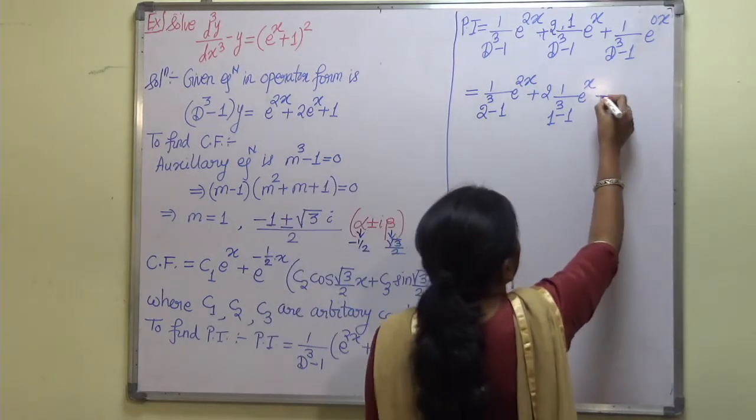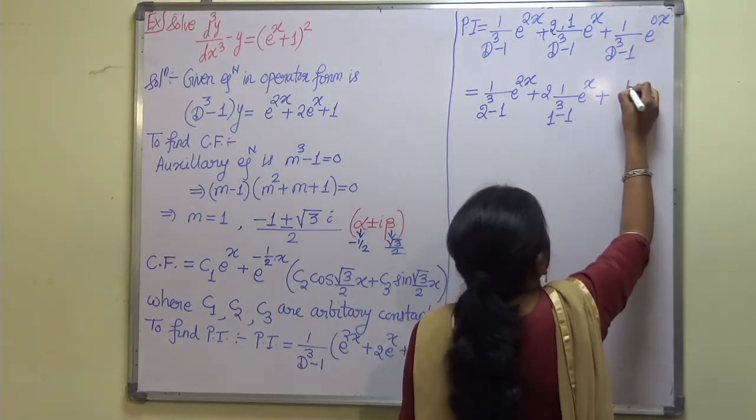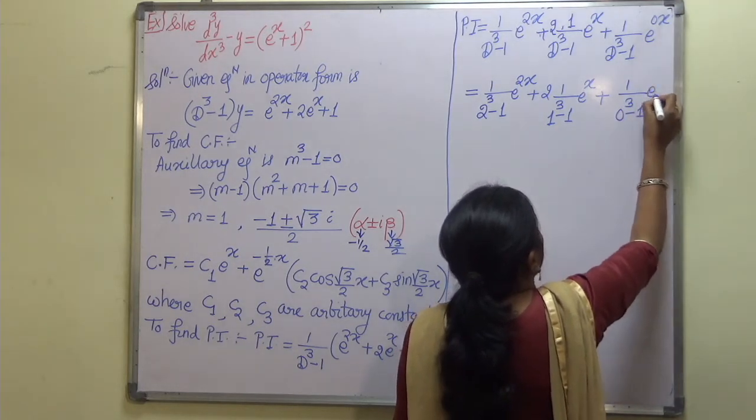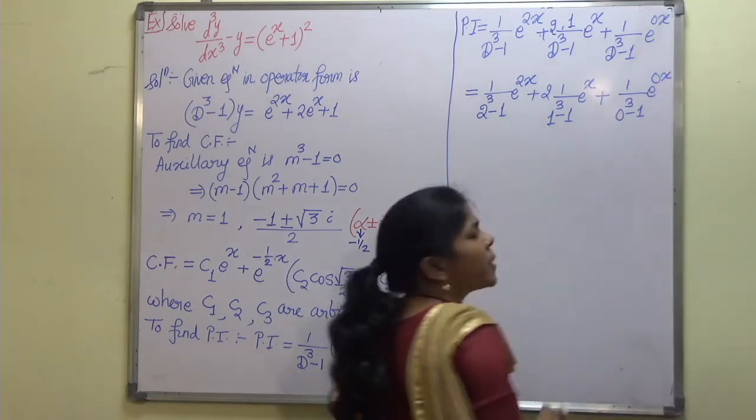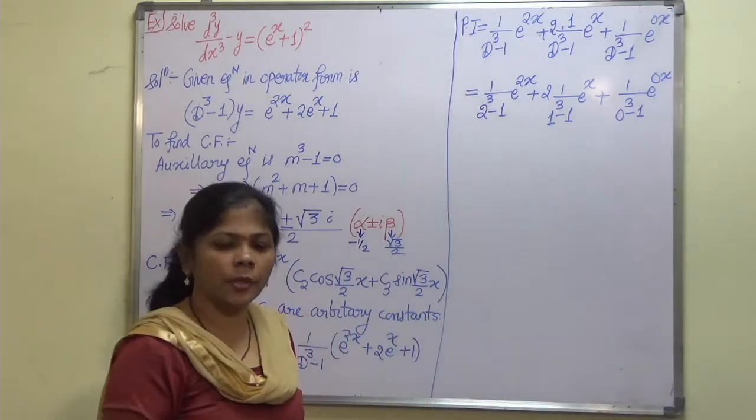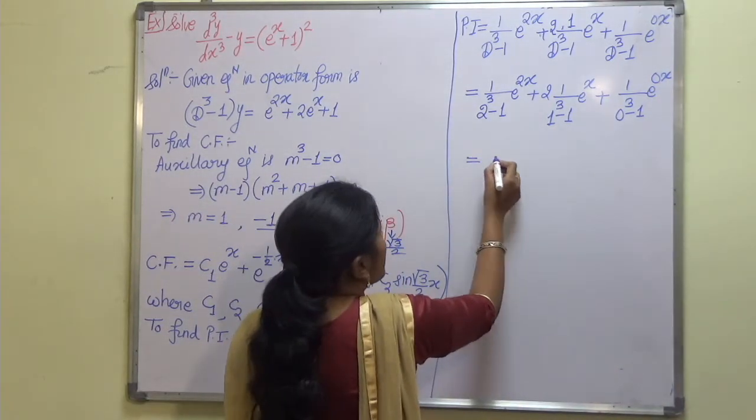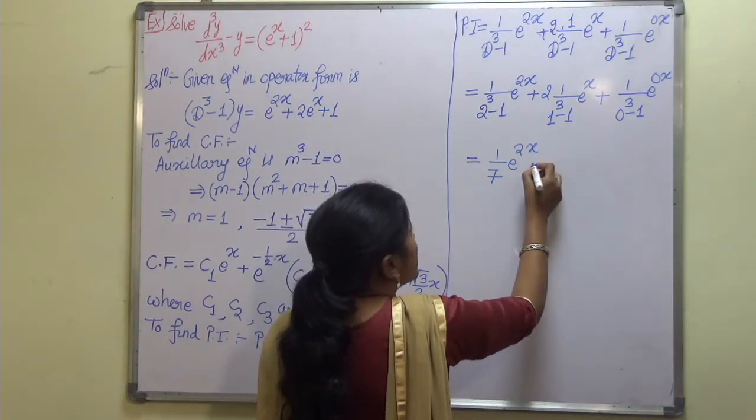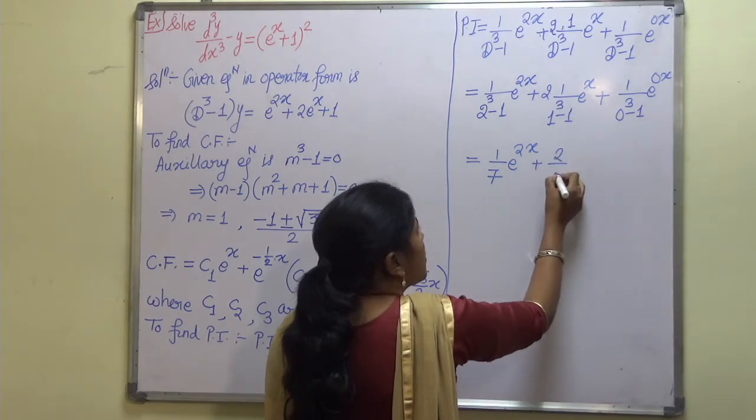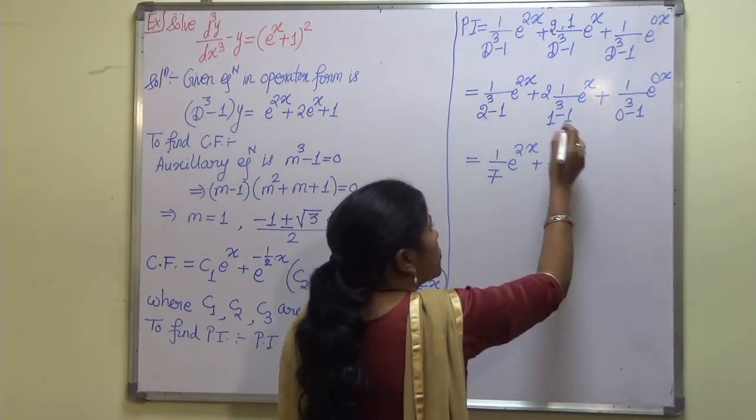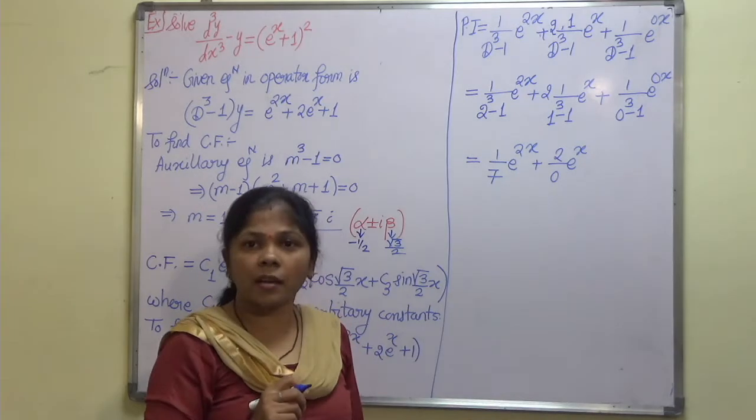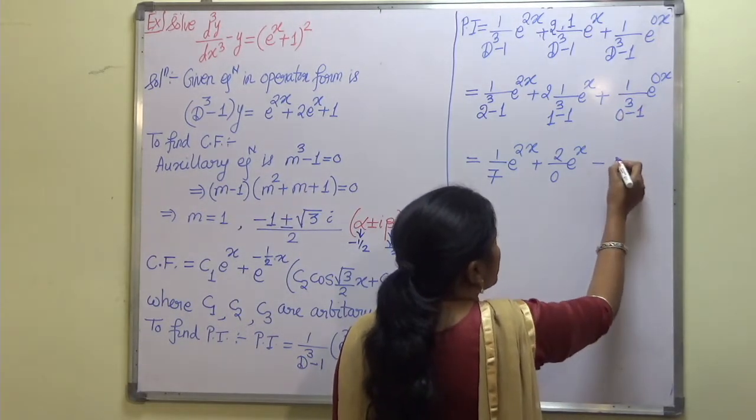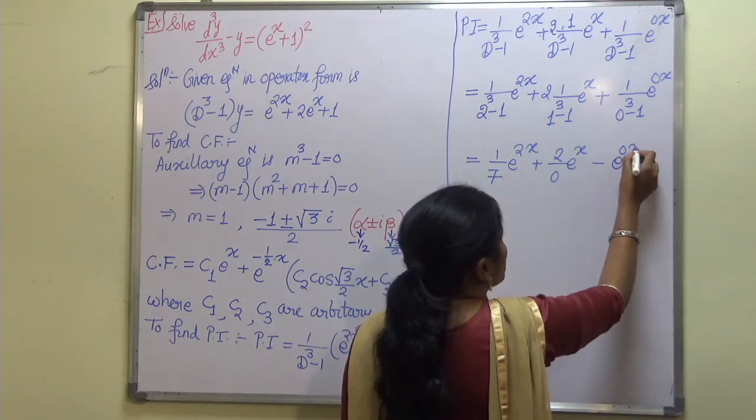Then plus, in the next term a is 0. So replace d by 0. So 0 cube minus 1 operating on e raised to power 0x. Okay, so what we have? It is 1 by 7 e raised to power 2x. Now this becomes 0. So we have a case of failure in the second term, plus 0 minus 1, so minus e raised to power 0x.